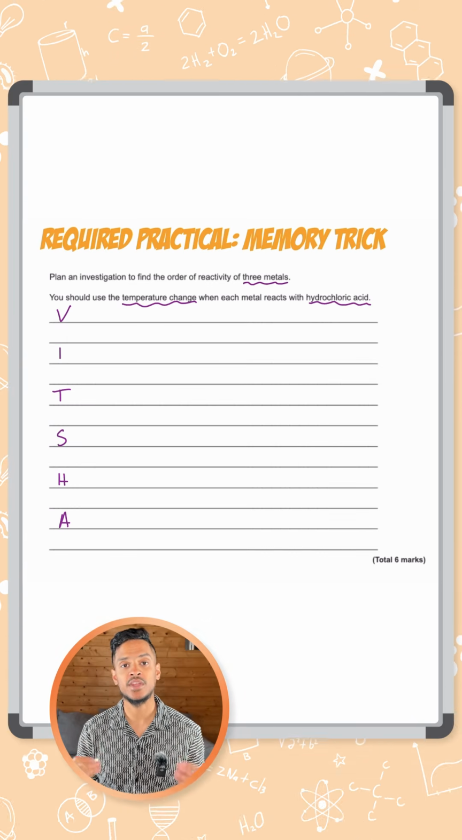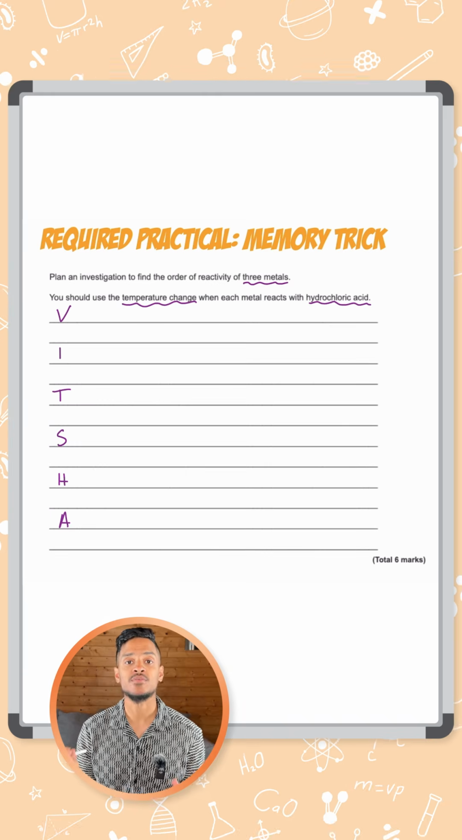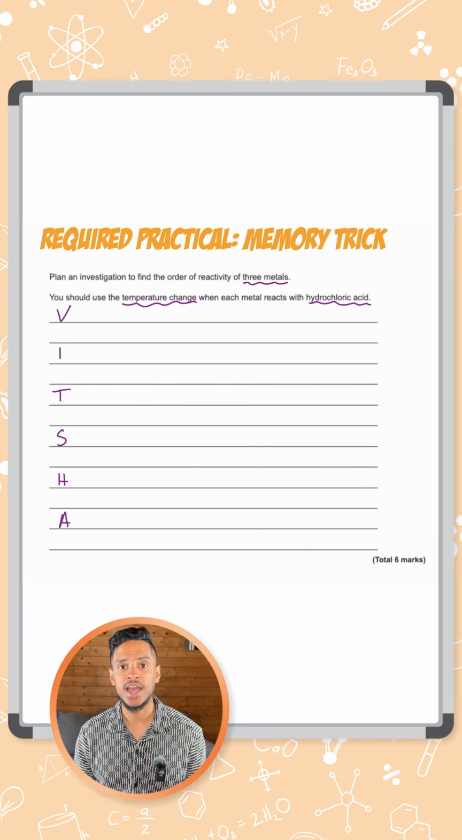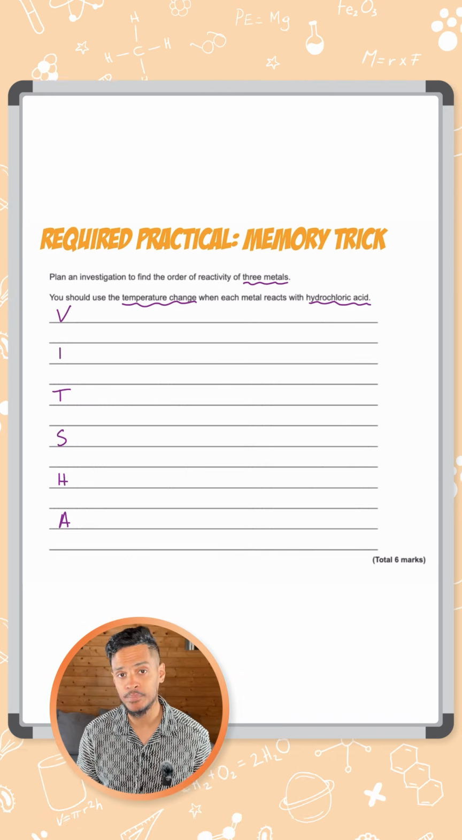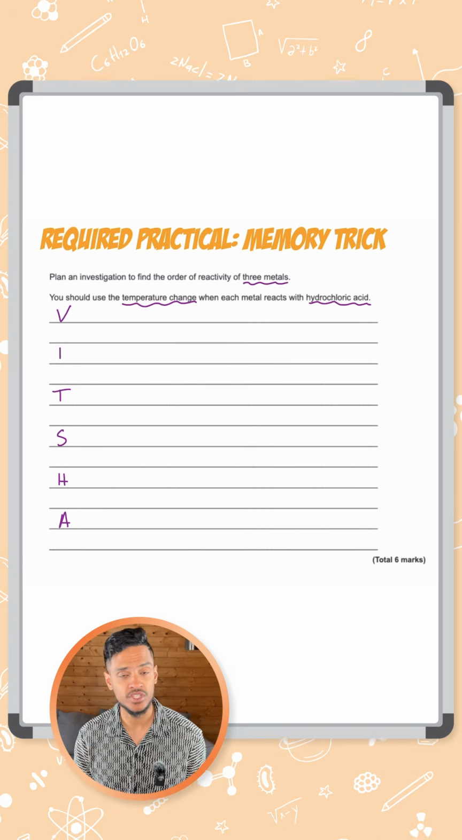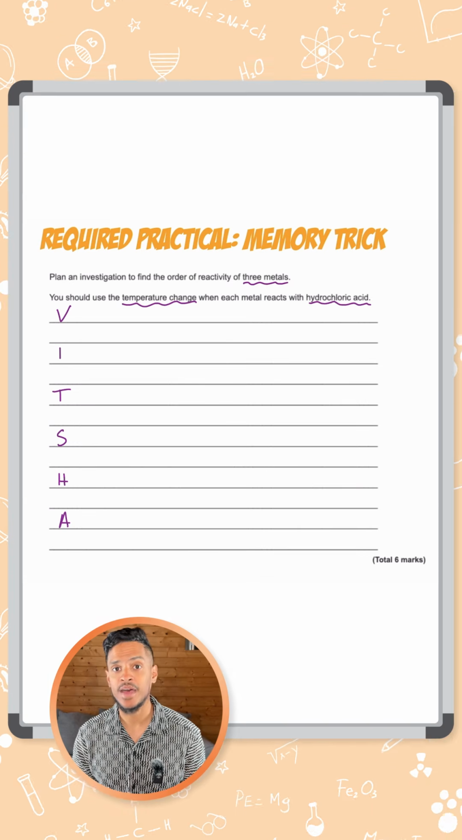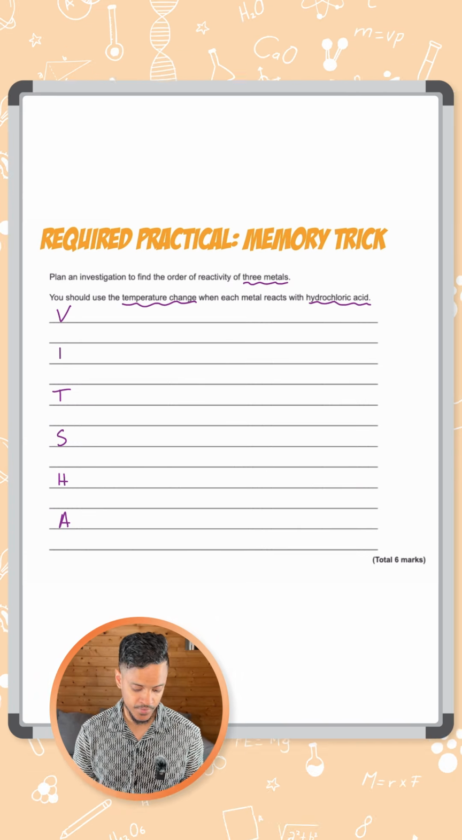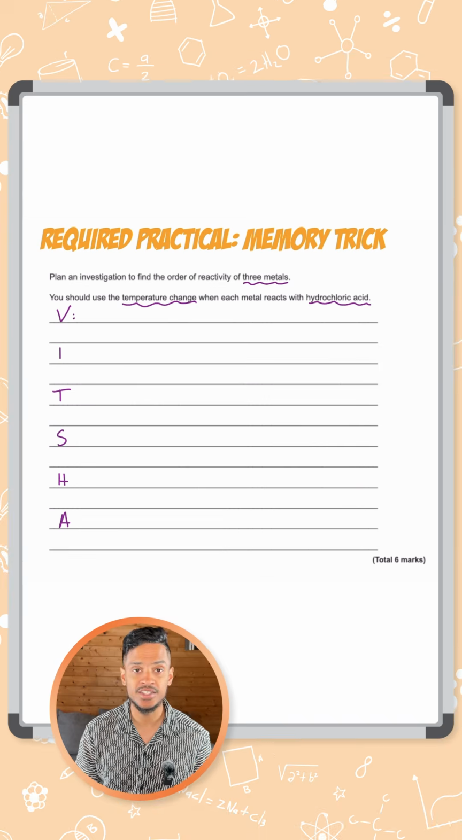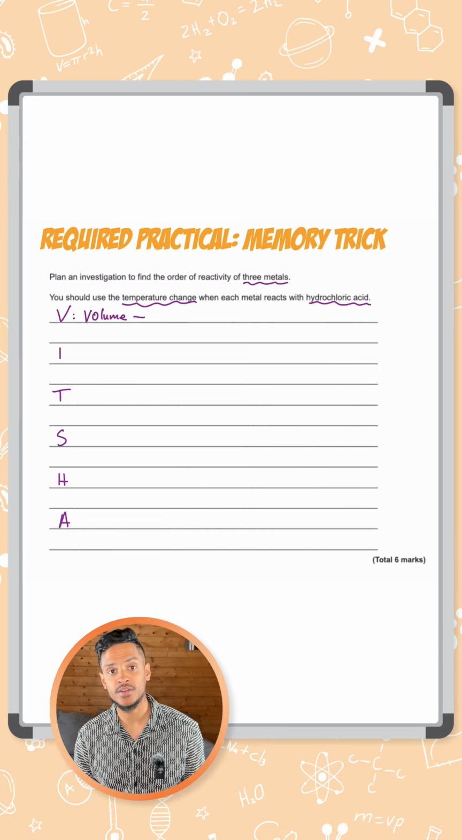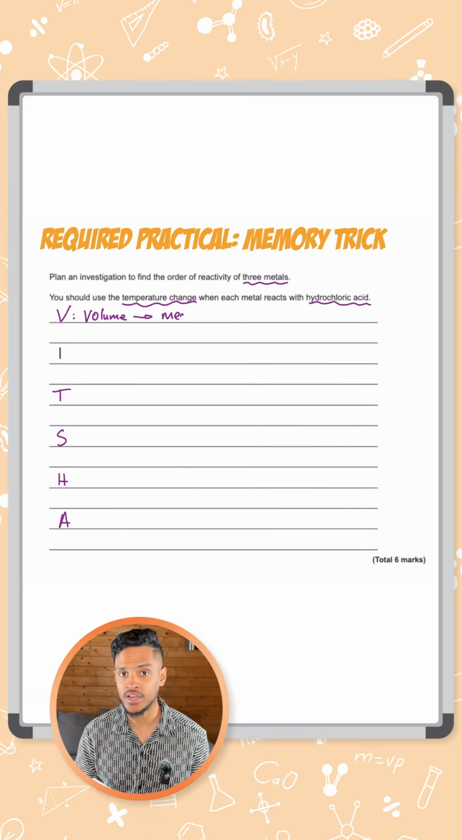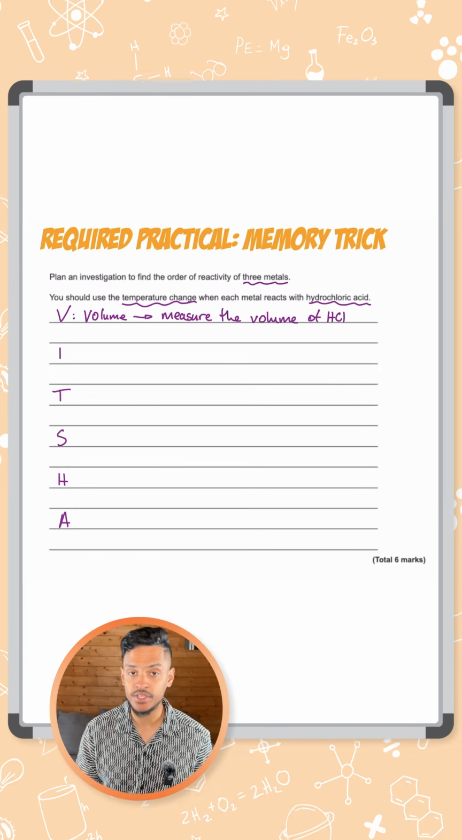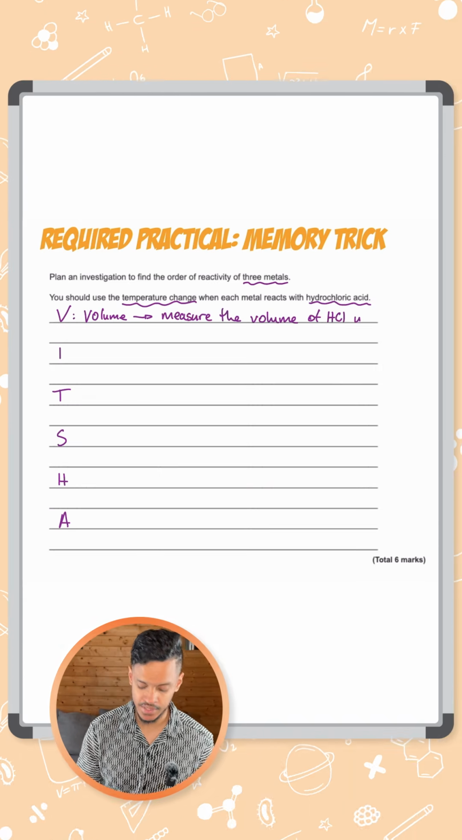So what you're going to do is get each metal and react it with the acid and record the temperature change. The higher the temperature change, the more reactive that metal is. So in VITSHA, the V first stands for volume, which basically tells you to measure the volume of hydrochloric acid. How are we going to measure the volume? We're going to use a measuring cylinder.